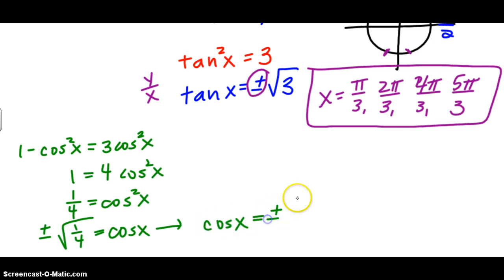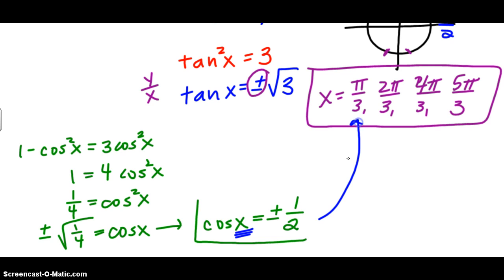is equal to plus or minus 1/2, because the square root of 1 is 1, the square root of 4 is 2. So I'm looking for some angle value that has a cosine of positive 1/2 or a cosine value of negative 1/2. Not surprisingly, it is all of our 60-degree reference triangles, or our pi over 3 angles. I don't care how you get there, just get there.